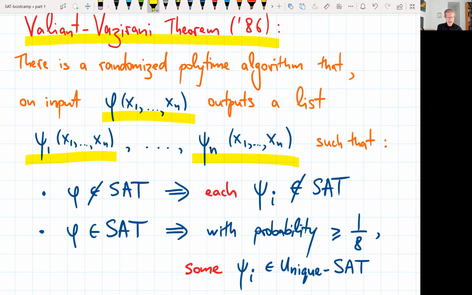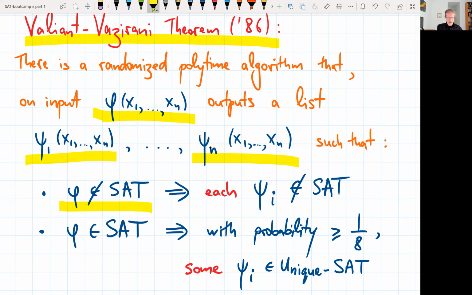But if phi was a 3CNF, psi 1 through psi n will no longer be 3CNFs necessarily. You'll see why in a moment. But the property of this randomized transformation, mapping a single formula phi to this small list of n formulas psi sub 1 to psi sub n, is the following.